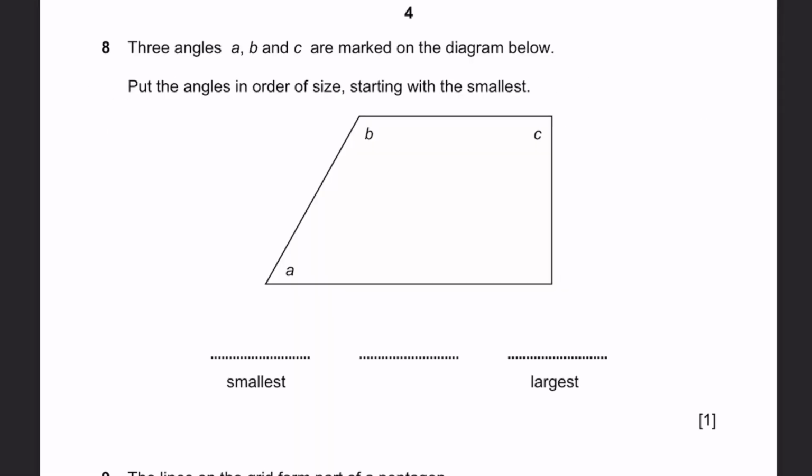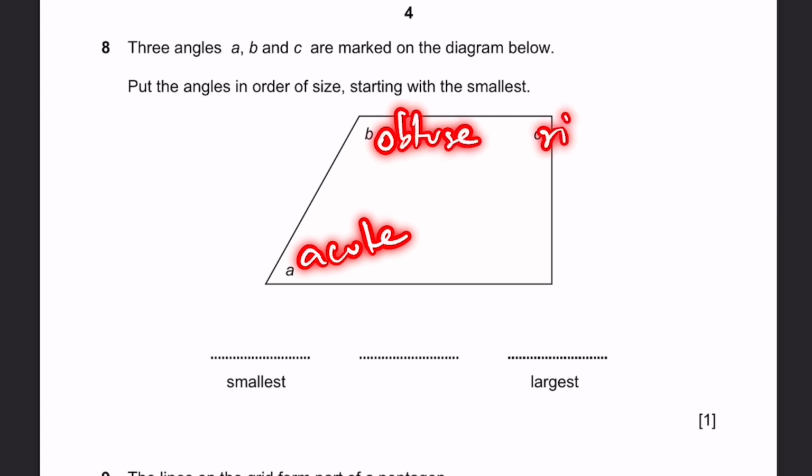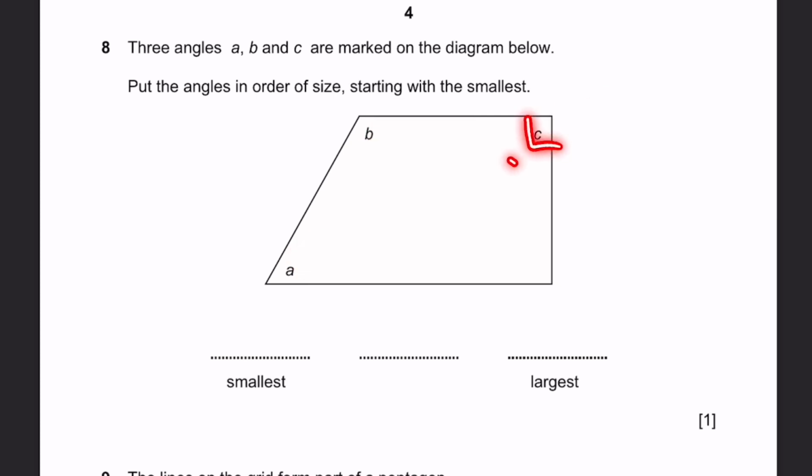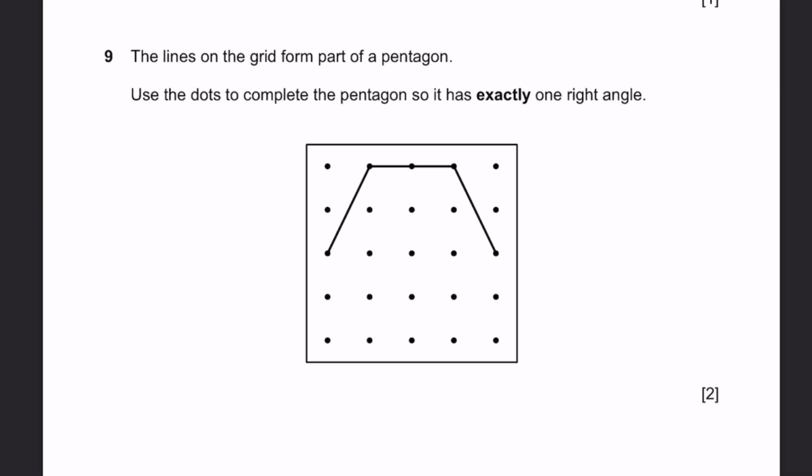Question 8. 3 angles A, B, and C are marked on the diagram below. Put these angles in order of size, starting with the smallest. A is an acute angle, B is an obtuse angle, and C is a right angle. Right angle is 90 degrees, obtuse is greater than 90 degrees, and acute is less than 90 degrees. So that means smallest is A, then it's C, which is right angle, largest is B. That's the answer.